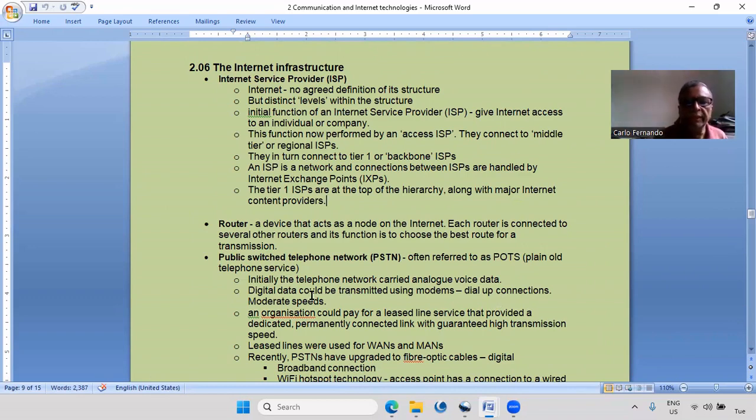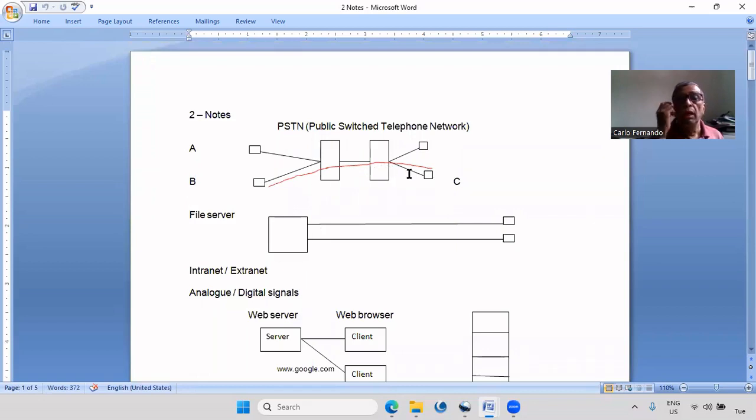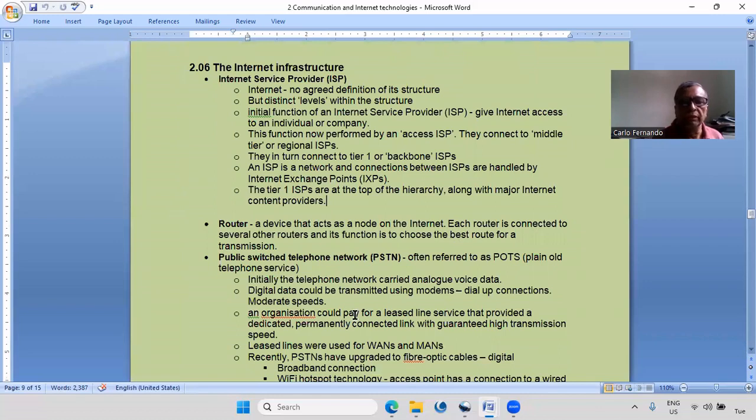So that digital signal has to be converted to analog, and it goes as an analog signal from here to there. Then when the computer receives it, it has to be digital again, because computers don't understand analog signals. So modulate, demodulate, right? Convert, deconvert. That's why a thing called a modem was in place. Using modems, digital data could be transmitted.